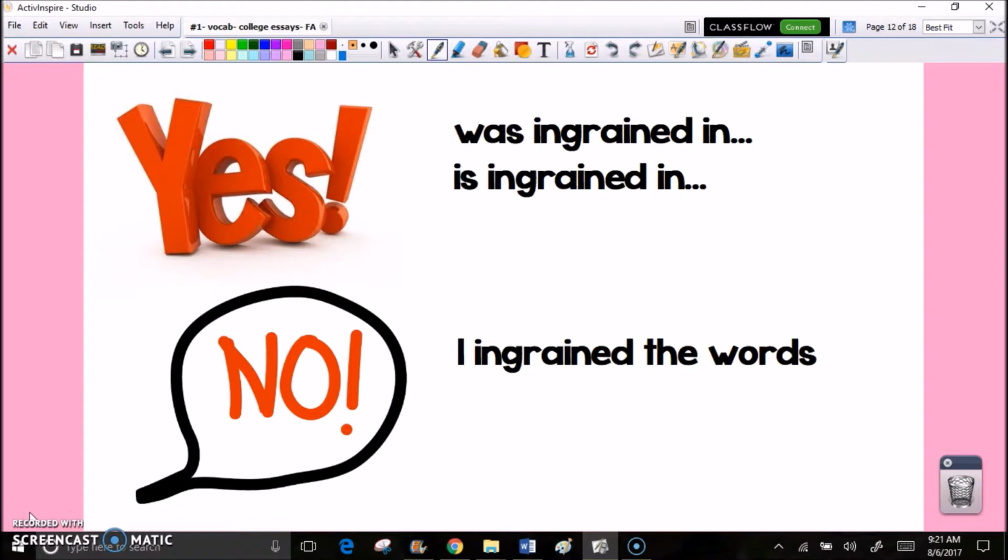Now, ingrained is an adjective, so you would use it to describe the belief or whatever it is that somebody believes deeply in, the topic, the feeling. You're going to say it was ingrained. Maybe it was ingrained inside them or ingrained in their actions, or it is ingrained, right? Past or present tense. But you do not use it as a verb. It is not a verb. So you can't say, I ingrained the words. That would not make sense.